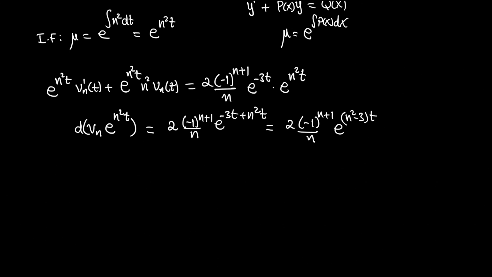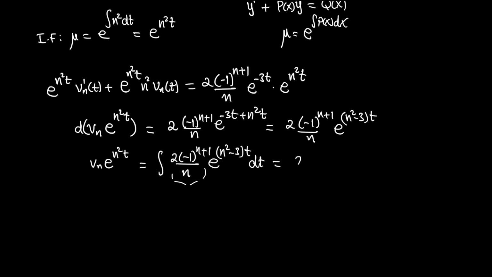So I want to integrate both sides with respect to time. Then I have Vn times e to the n squared t equal to, all of this is constant, so I just have 2 times (minus 1 to the n plus 1) divided by n. Then I have here e to the (n squared minus 3)t divided by n squared minus 3, plus some constant c1.